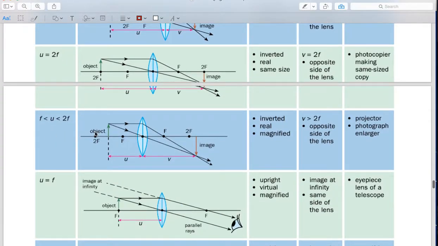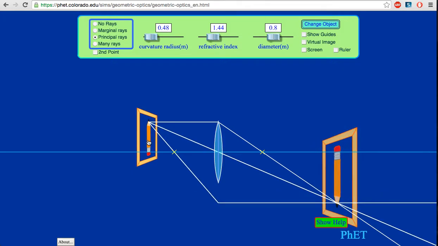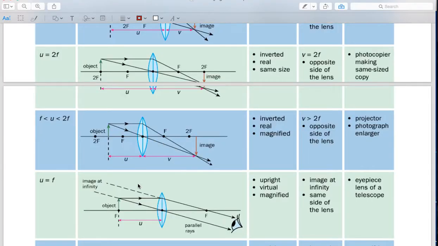What about between f and 2f? This one we did earlier. So between f and 2f, I come nearer here again. You see, it goes bigger. So that's why it's magnified, real, inverted. Projector. Okay, projector, we don't really use it now because this is the old school OHP. Today all our projectors are electronic.